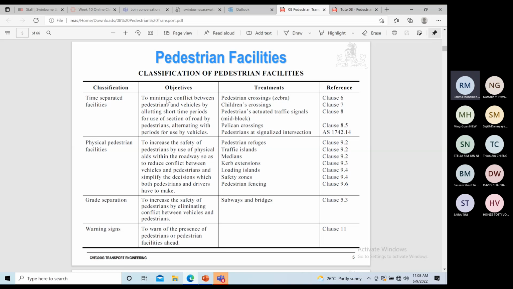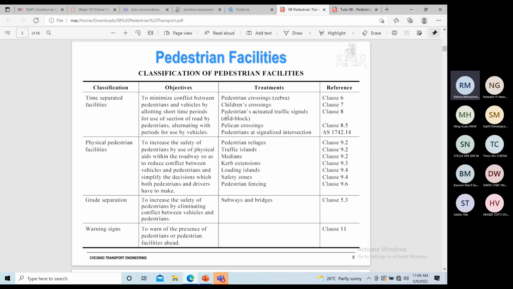How does it minimize the conflict? By allocating short time periods for either pedestrians to cross the roads and for vehicles to start moving. Examples of such application can be seen at signalized or unsignalized intersections. For example, a pedestrian crossing, zebra crossing, is normally found at unsignalized intersections. Then we have children crossing, usually at school zones. Then we have pedestrian actuated traffic signals, the one located at mid-block. Then we can have pelican crossings. Then we can have pedestrians at signalized intersections.